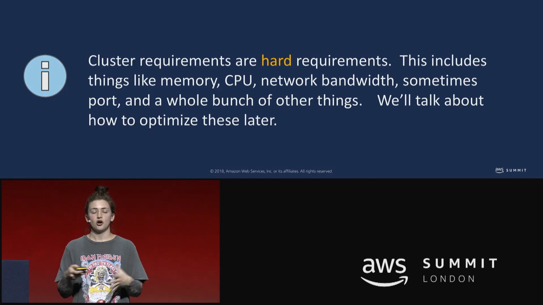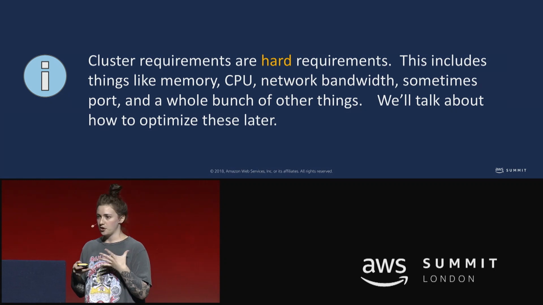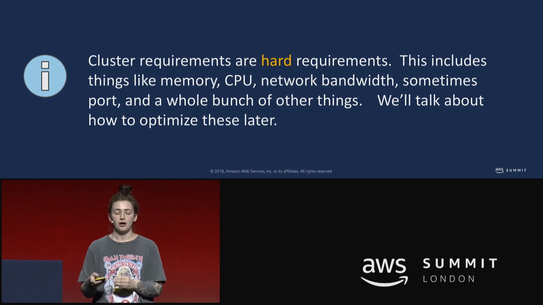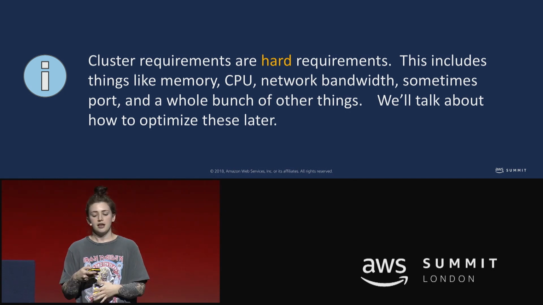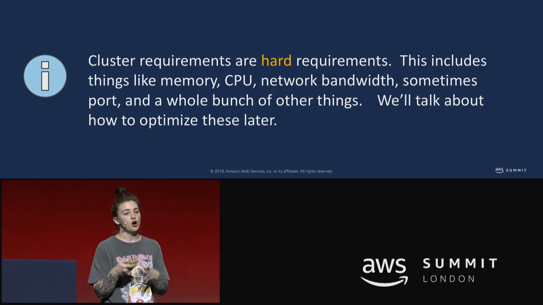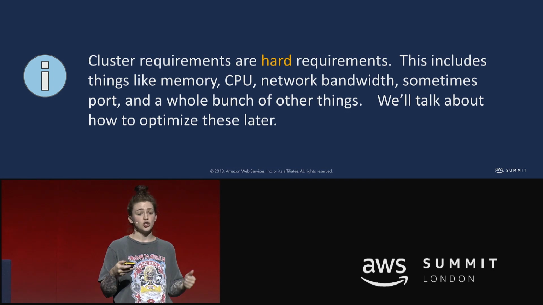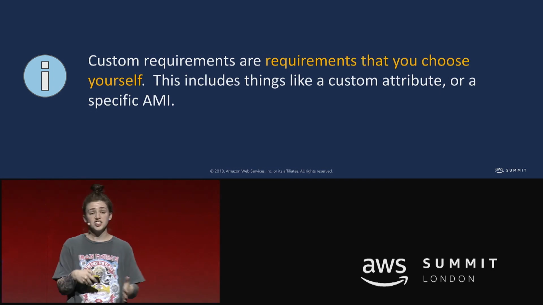So cluster requirements are hard requirements. Those are defined by the instance type that you're using. So that might be memory or CPU or bandwidth. I promise we'll still talk about what sometimes port means in a second, and we'll talk about how to optimize those. But those are hard requirements. So things that I cannot make more of without either choosing a new instance type or rebalancing the tasks that I already have running. A custom requirement is a requirement that I choose myself.